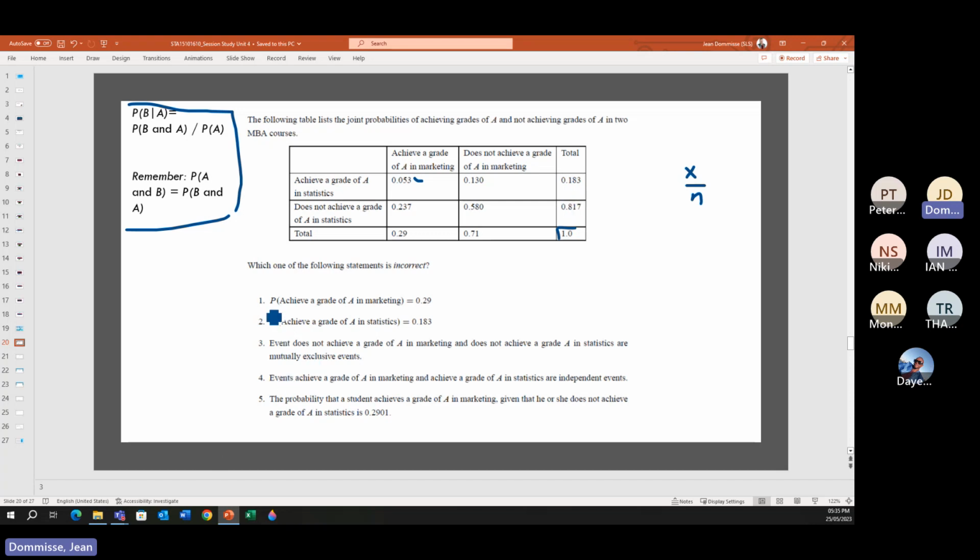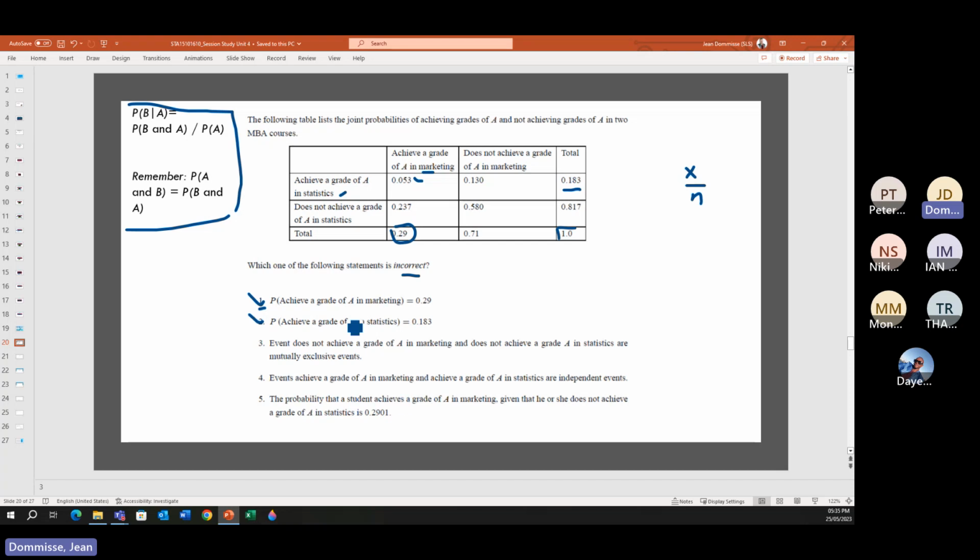Okay, so the first one that they ask is, what is the probability that a student achieves a grade A in marketing? So achieving grade A in marketing is 0.29. So that is correct. Again, we're looking for the incorrect one. So what's the probability that the student achieves a grade of A in stats? So A in stats is that one, which is again correct. So again, we're looking for the incorrect option.